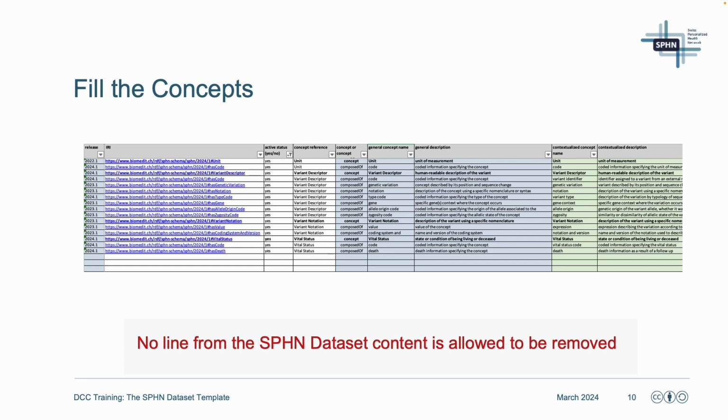The concept tab is where you can find all the semantics that are defined in the SPHN dataset, and this is where the project can add their own semantics as well. Below the last line, filled with an SPHN concept, or actually a composed of, the project can add their content. Please remember that you can't remove any line from the SPHN dataset template. Now we will go through an example to see how a project can fill this table for adding their own concepts.